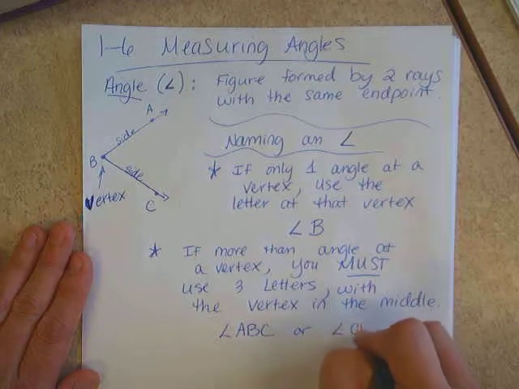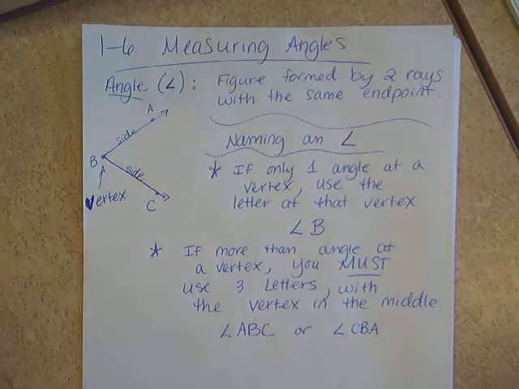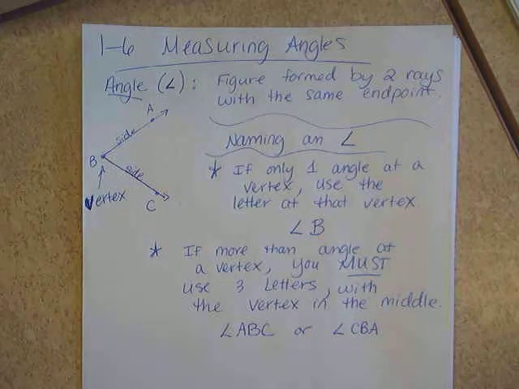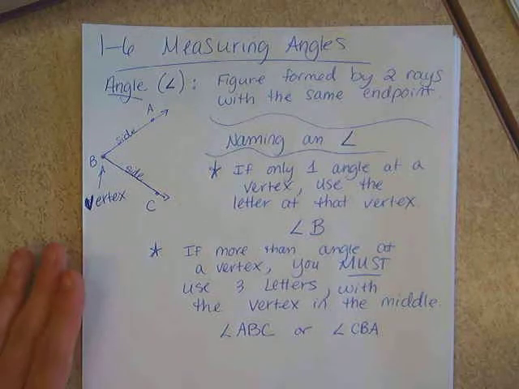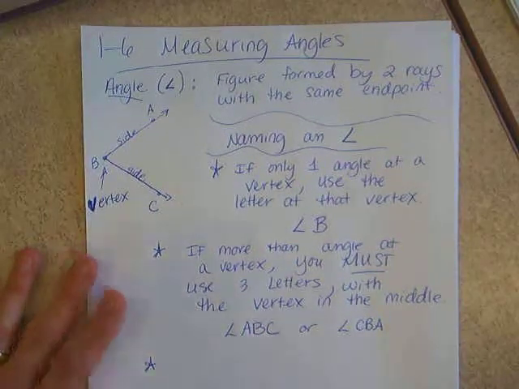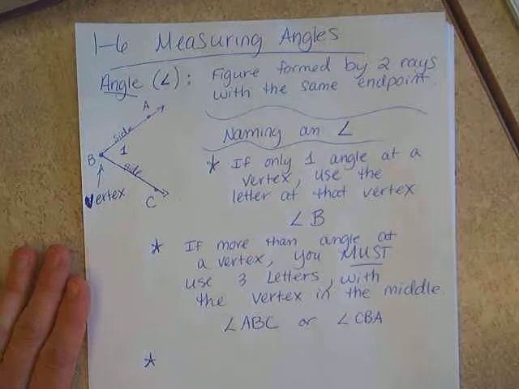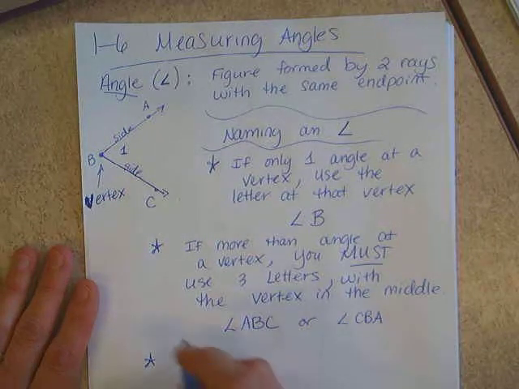Or, can I go the other way? I could call it CBA. What I cannot do is ACB or CAB, okay? That would be talking about an entirely different angle. It might seem kind of obvious in a picture like this, but when we have more than one angle with a vertex at B, or when you start dealing with triangles, the order that you use those letters is crucial, because in a triangle, you have three separate angles, and saying them in a different order is referring to a totally different angle.